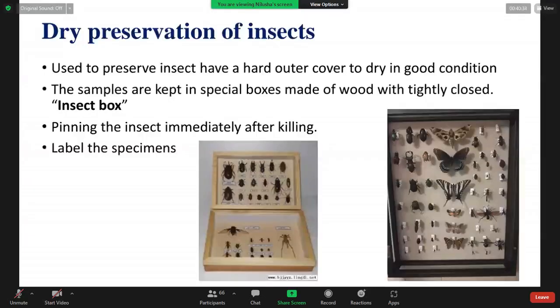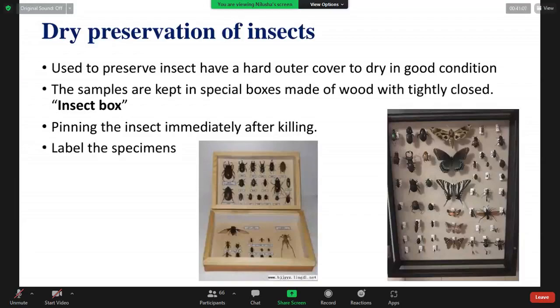I explained about the preservation of the plant sample in the dry preservation method. Now I'm going to explain dry preservation of the insect. In here for the dry preservation, we have to use insects that have a hard cover to dry in good condition. Only that kind of insect can we preserve in this dry preservation method.